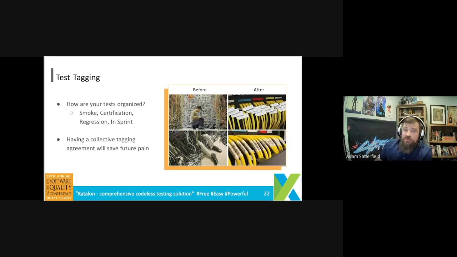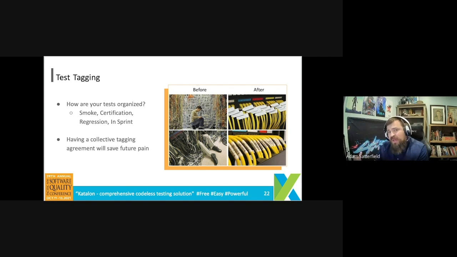This is one of my favorite ones. Absolutely. This has saved my bacon so many times. Having the ability to tag your tests and logically group them will allow you to say, it doesn't matter whether we have 20,000 or 50,000 test automation scripts, I know that these over here are for my checkout. I know that these over here are for my login. These are for smoke, certification, Sprint, whatever it might be.